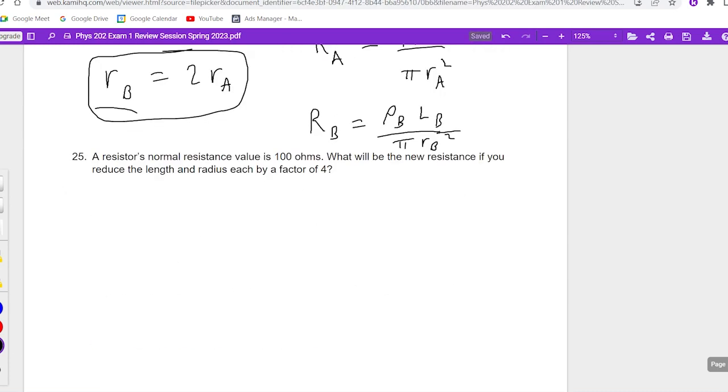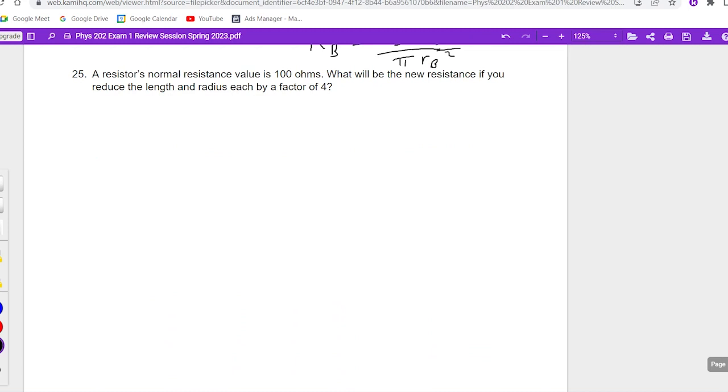So, number 25. A resistor's normal resistance value is 100 ohms. What will be the new resistance if you reduce the length and radius each by a factor of 4? Okay, so this one's very similar. Again, it's a comparison problem. So first we're going to write the original resistance. R equals rho L over pi R squared again. And this is equal to 100 ohms. They tell us that right here.